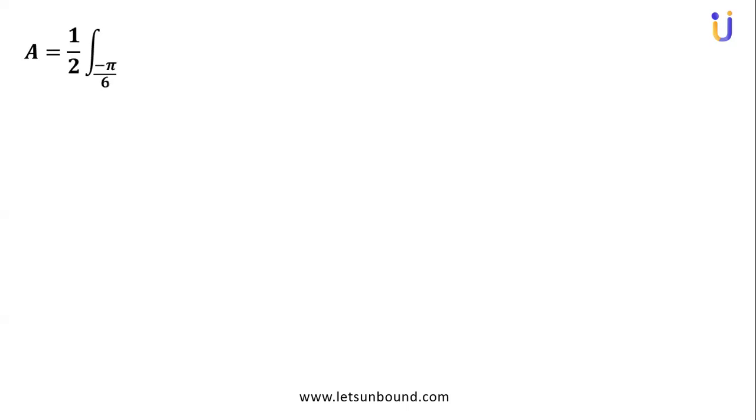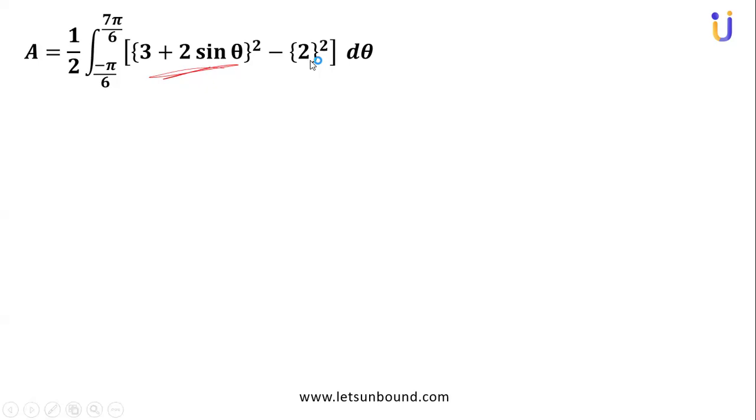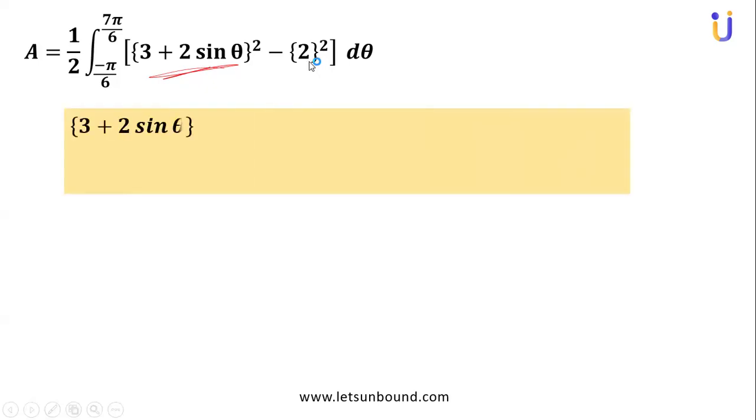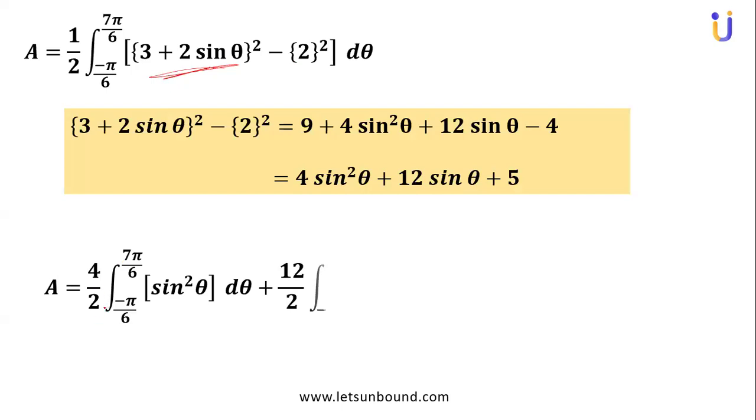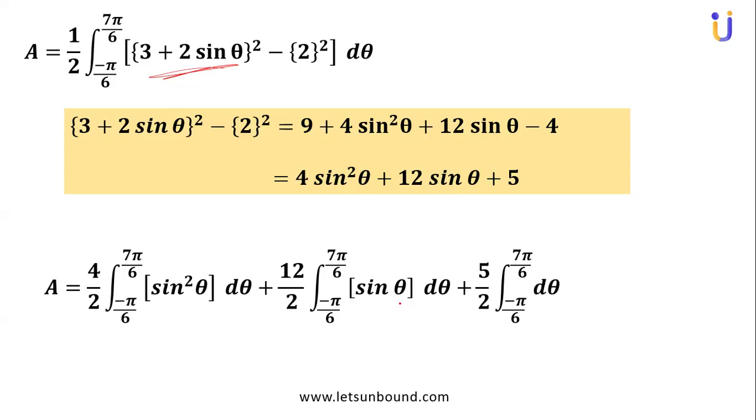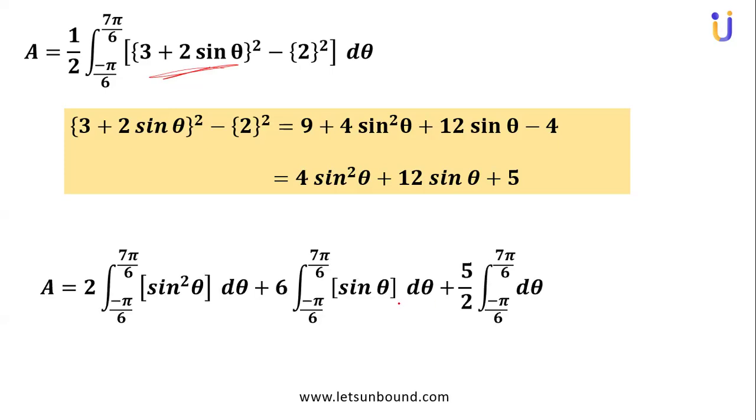Right now, the area: we have the bounds, and we have the expression from the graph, so it's clear. This cardioid is the outer curve, this is the inner curve, and we need to square that. Then simplify the integrand form, expand it and simplify, and apply the integration to every part. So 4 and 1 by 2, 4 by 2 sine square, then 12 by 2 sine, then this. We are going to evaluate each term separately. So it's 2, after simplifying.